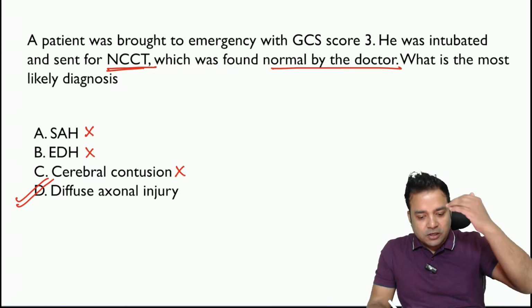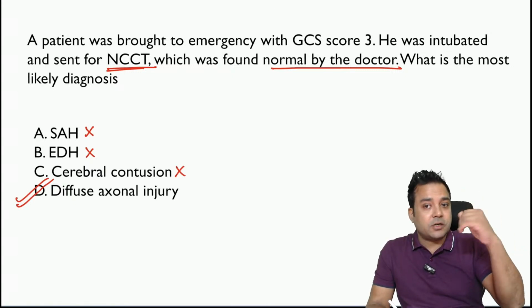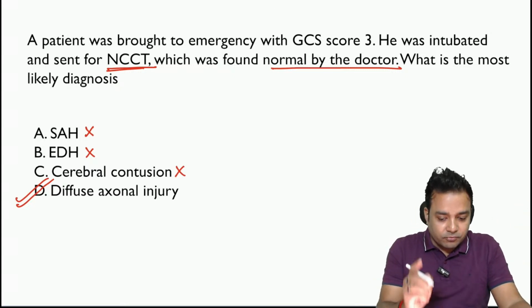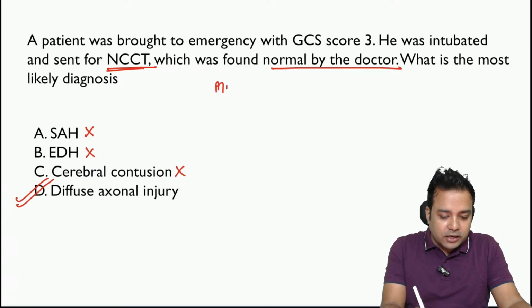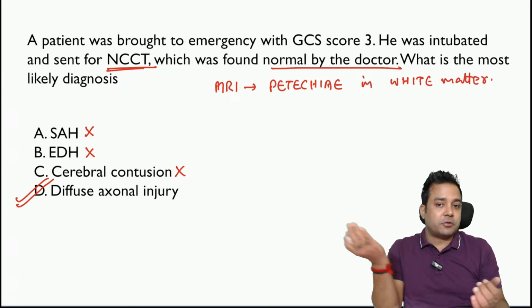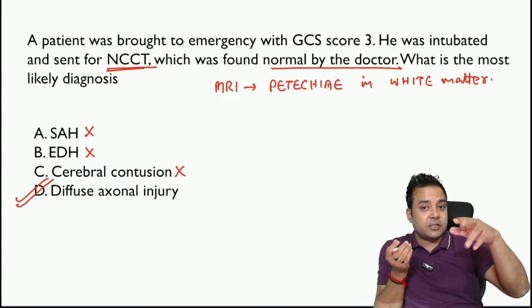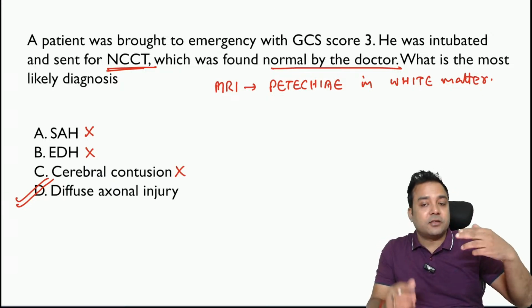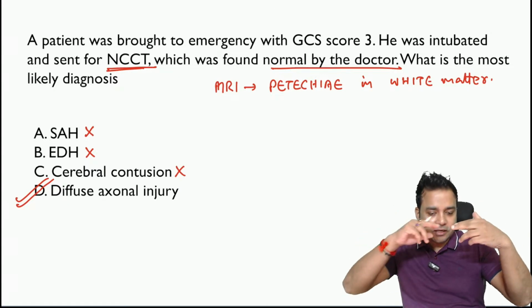The moment you see a head trauma case, person unconscious, CT normal, think of DAI. With which finding? When you get the MRI done, MRI shows petechial hemorrhages in white matter. And this is a naked eye finding also. During autopsy, when we take sections of the brain, we see these petechial hemorrhages in the white matter with the naked eye. And on histopath, the cut axons in DAI cases give a swollen appearance.